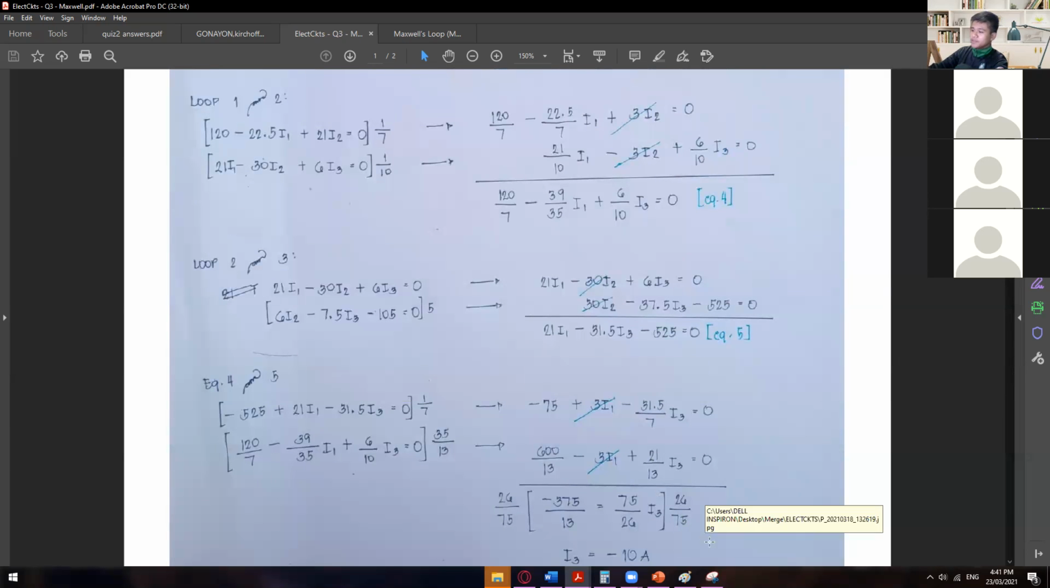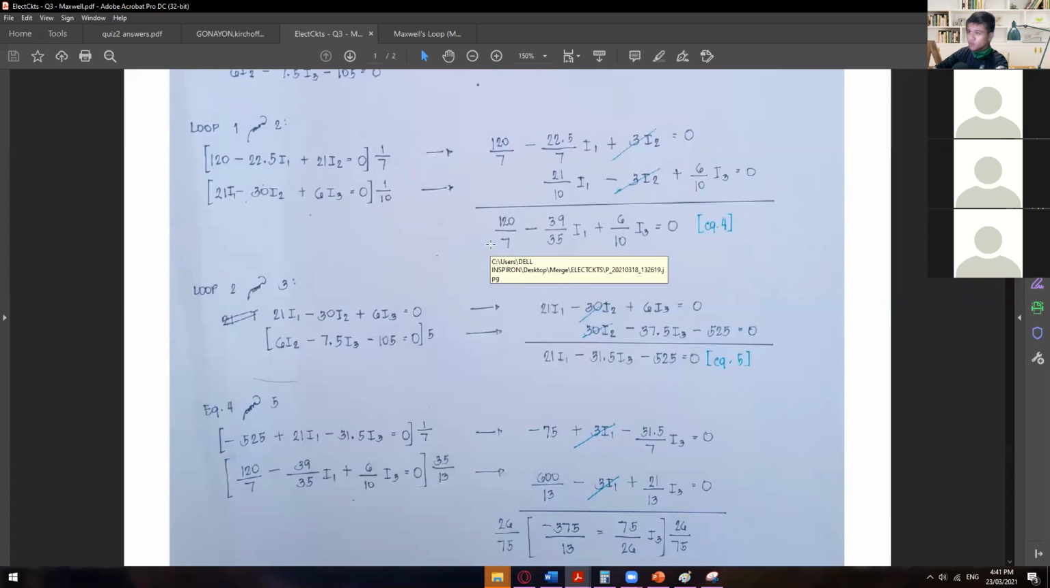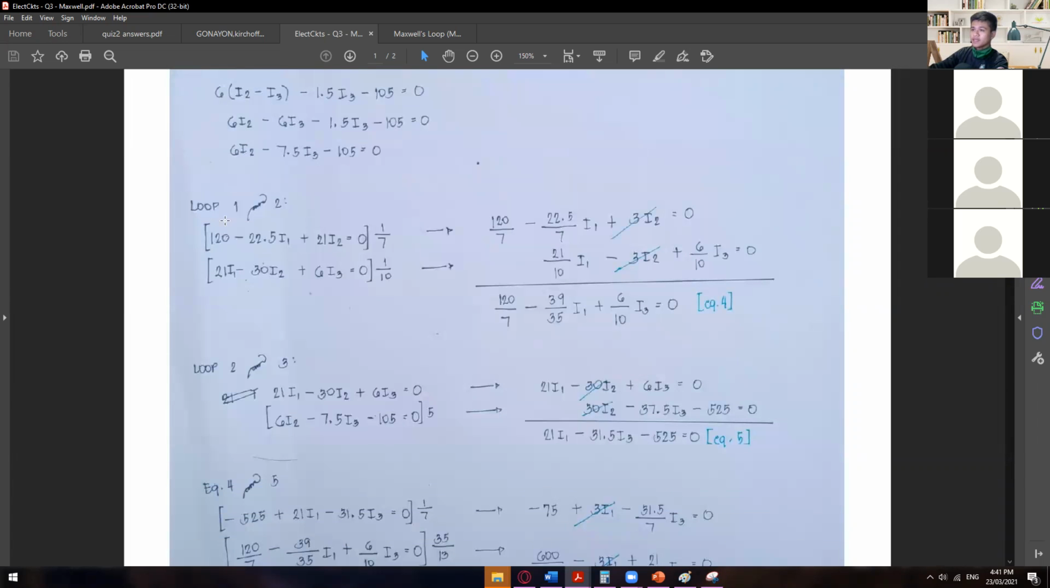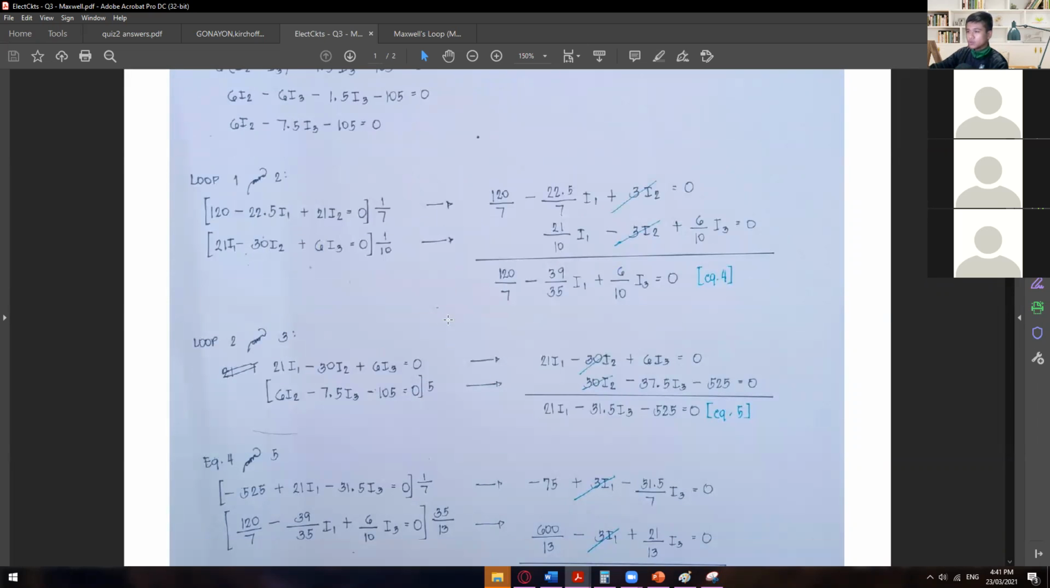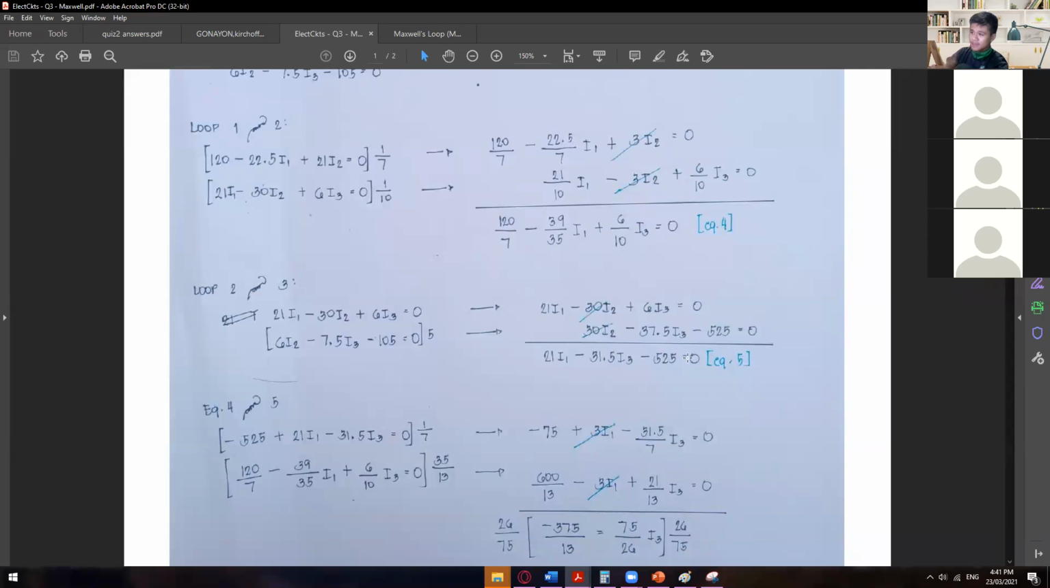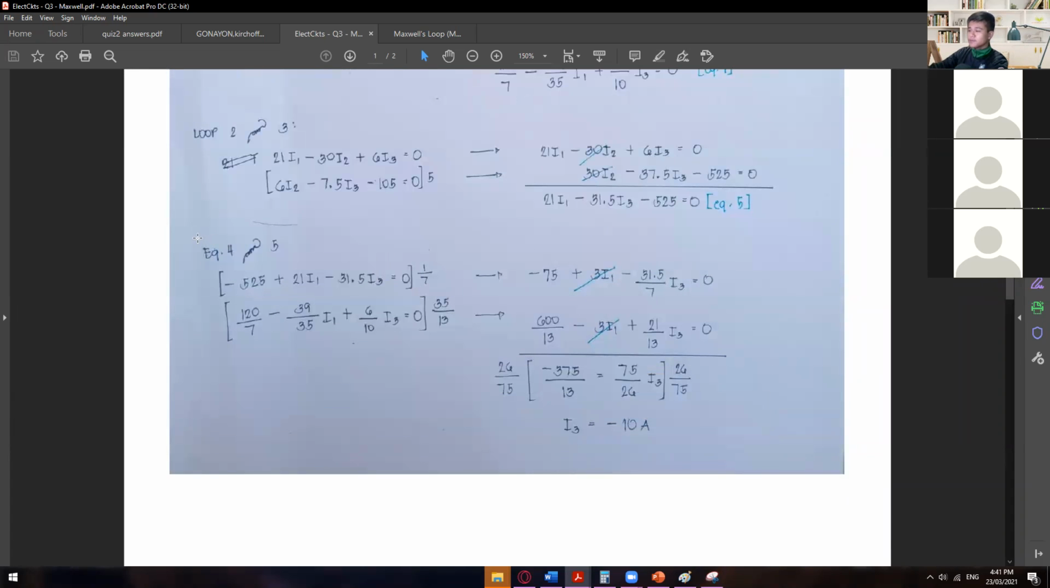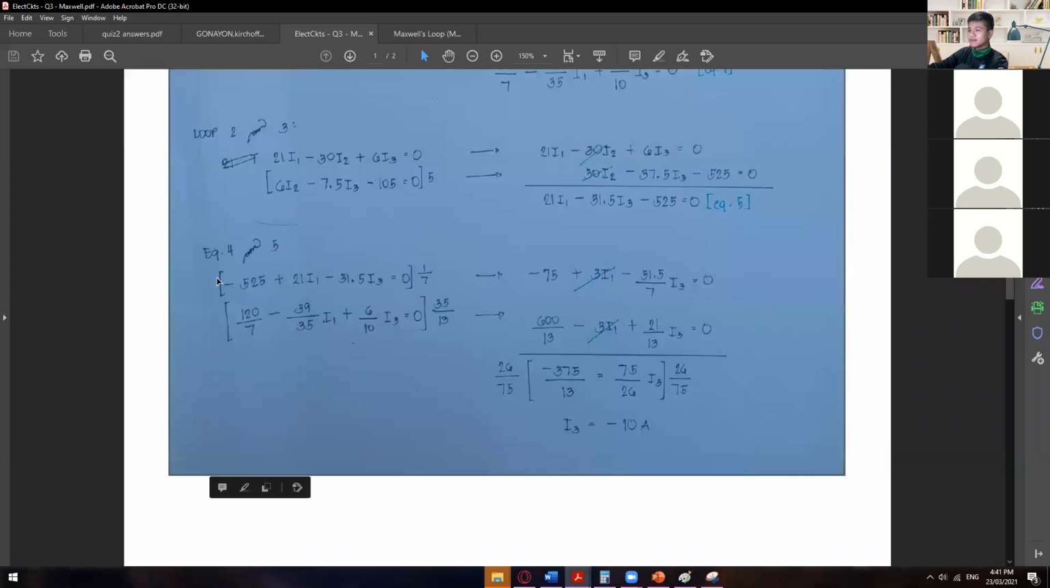Anyway, so from here, you can already use equation number 4 and 5 as your equations to solve the two unknowns on your calculator. So I will accept that one, as long as you showed me the correct equations, loop 1, 2, and 3, and then eliminating one variable, so you now only have two remaining equations, which are equation number 4 and 5. Then I will accept that for you to be able to get the missing variables, the I1, I2, I3.